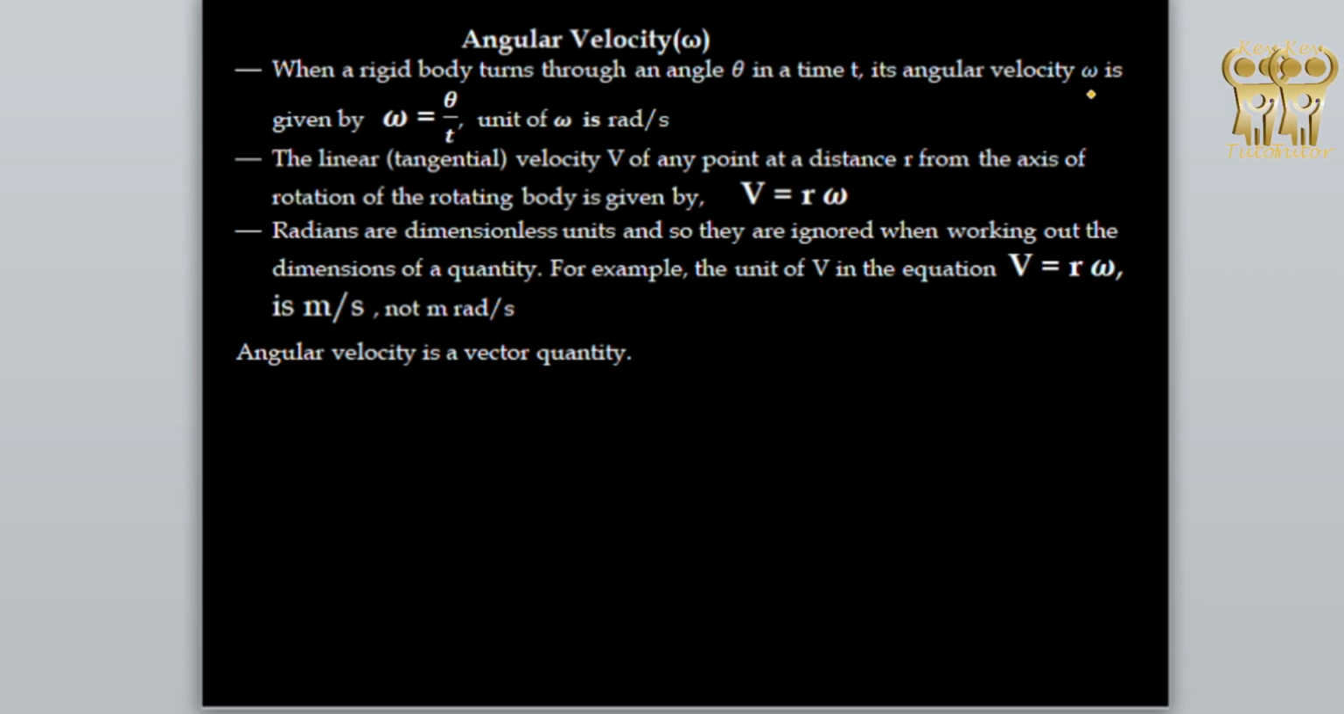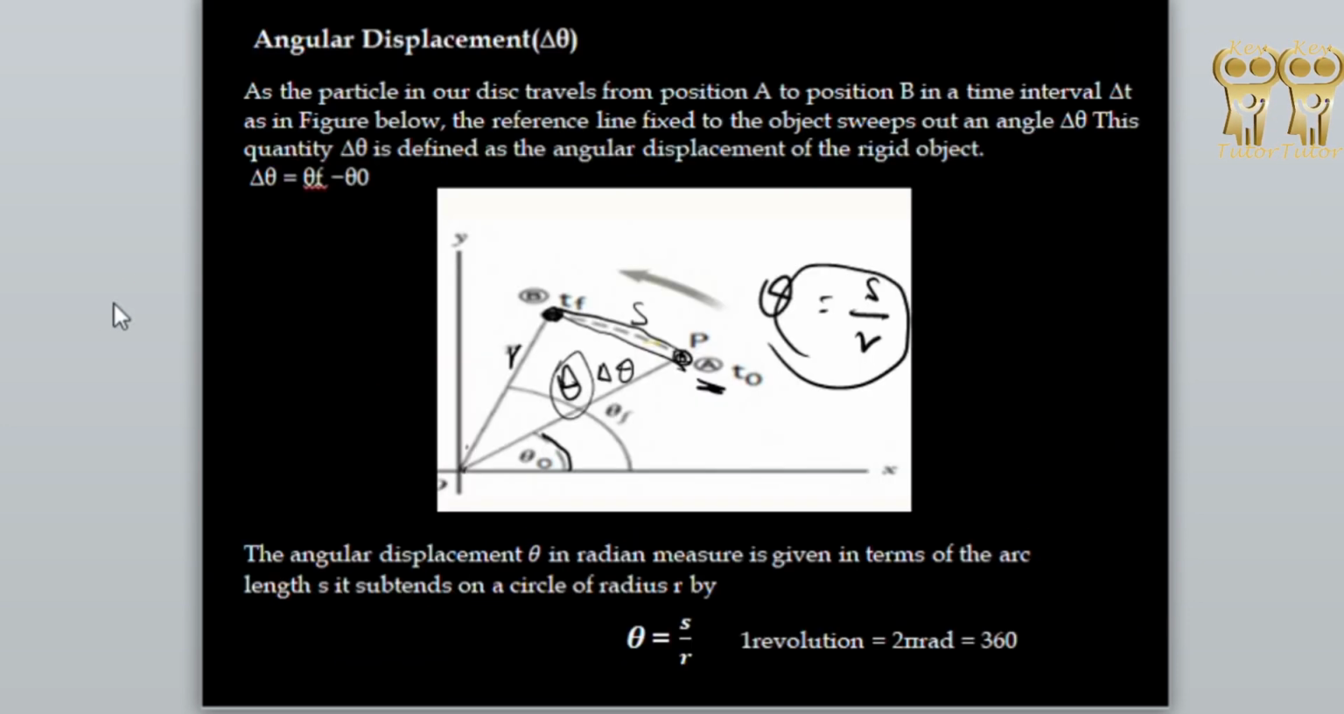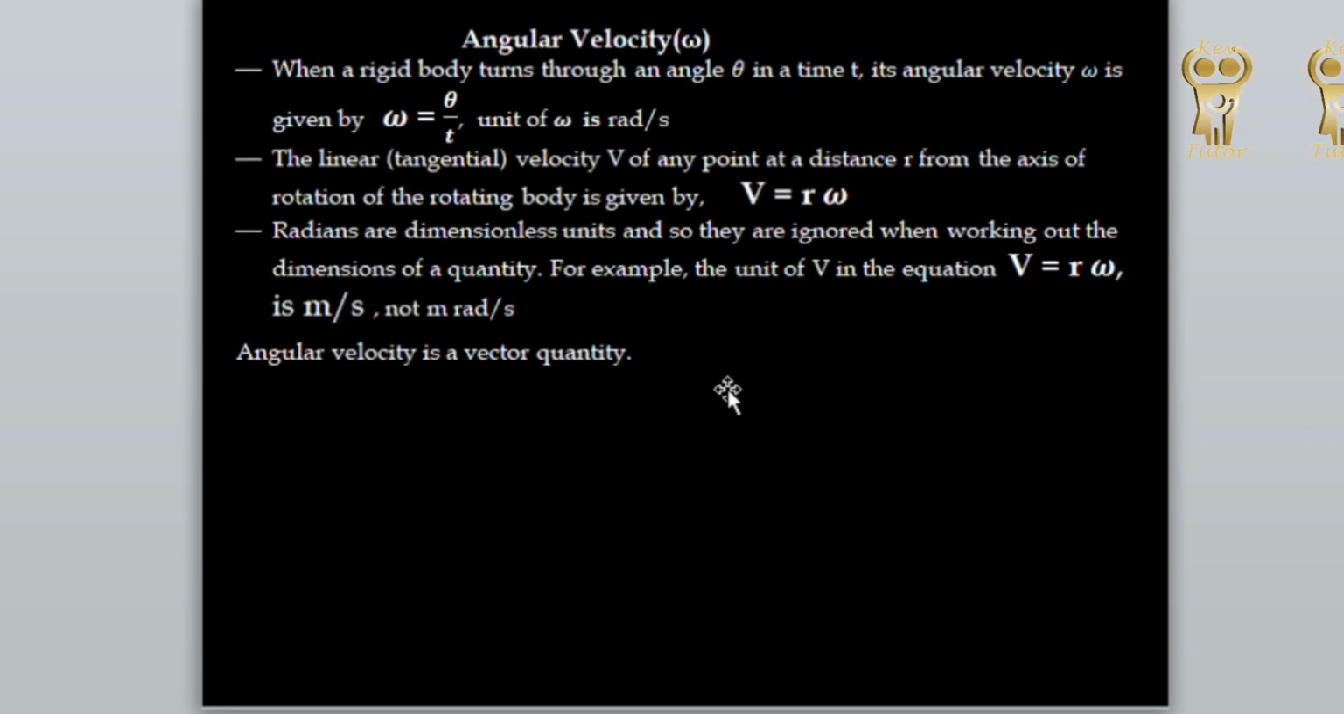Next we will see angular velocity. Angular velocity means that when a body turns through an angle theta in a time t, its angular velocity omega is given by omega equals theta over t. Going from point A to point B, it requires a time t and forms an angle theta. That theta is the angular displacement. Therefore, the rate of change of angular displacement with respect to time is called angular velocity.